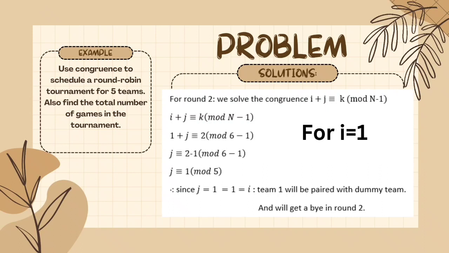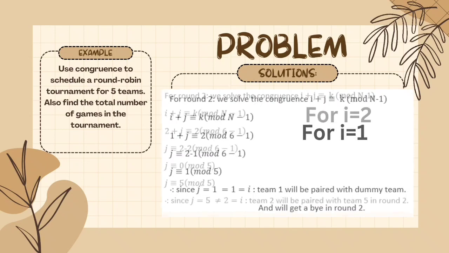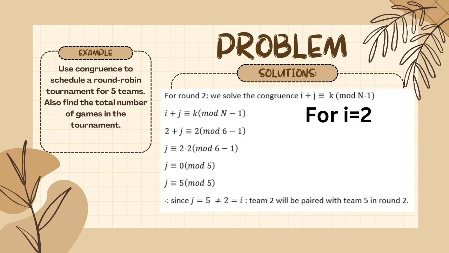So for round 2, we will solve the congruence by using the formula again, i plus j congruent to k mod n minus 1. So for i equal to 1, substitute the value of i, we have 1 plus j congruent to 2, since this is round 2, mod 6 minus 1. So solving the congruence, we get j congruent to 1 mod 5. Since j is equal to 1 and i is equal to 1, this team will play with the dummy team in round 2.